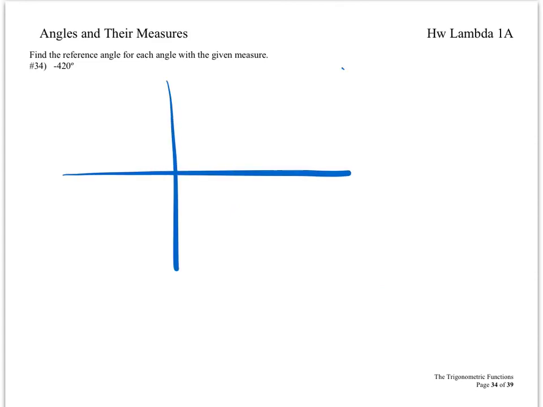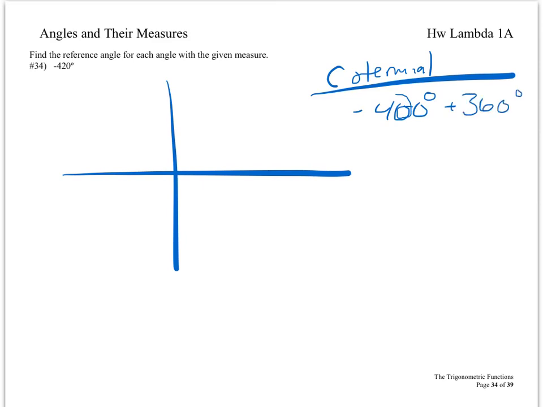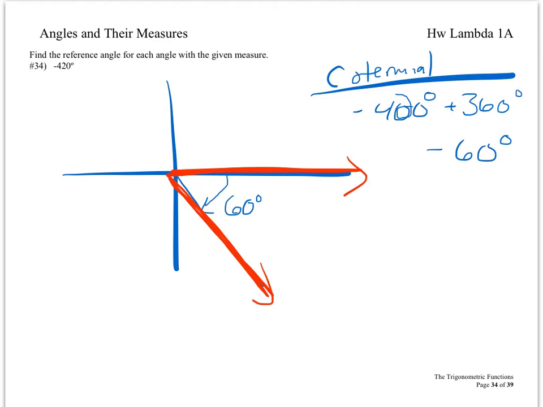Negative 420 degrees. You might choose to find a coterminal angle, since this is not between 0 and 360. If we add a complete revolution to this, we get negative 60 degrees. Negative 60 degrees is going in the clockwise manner. It puts us in quadrant 4, which means that the reference angle is 60 degrees. We went negative 60 to get to it, but the reference angle is always positive.